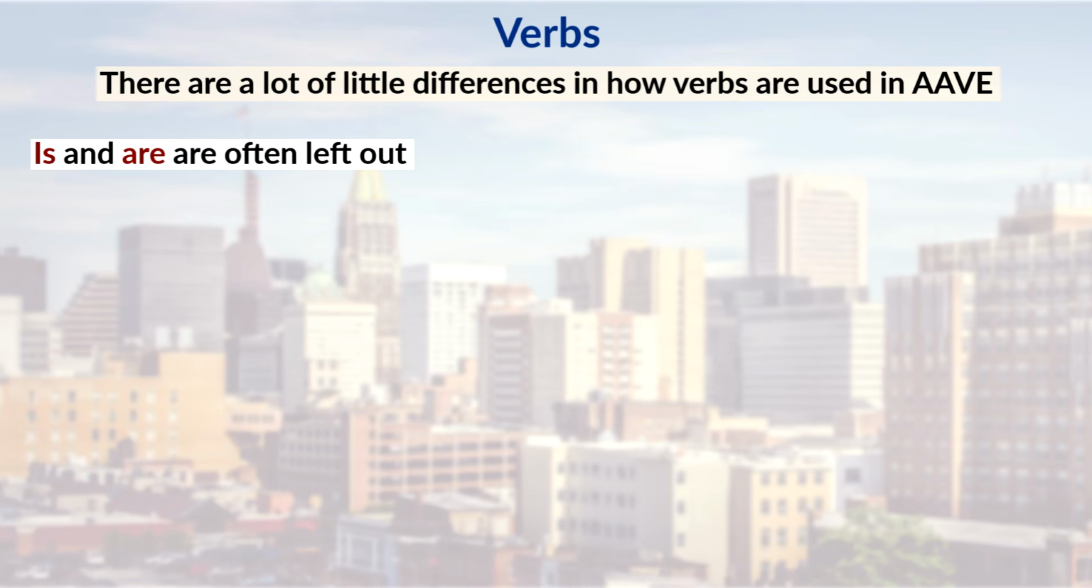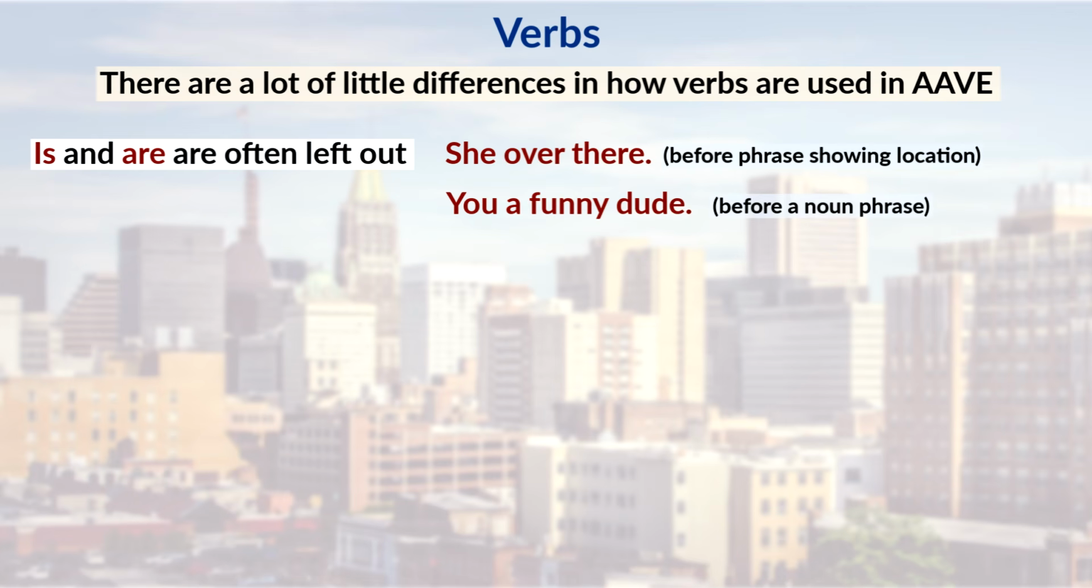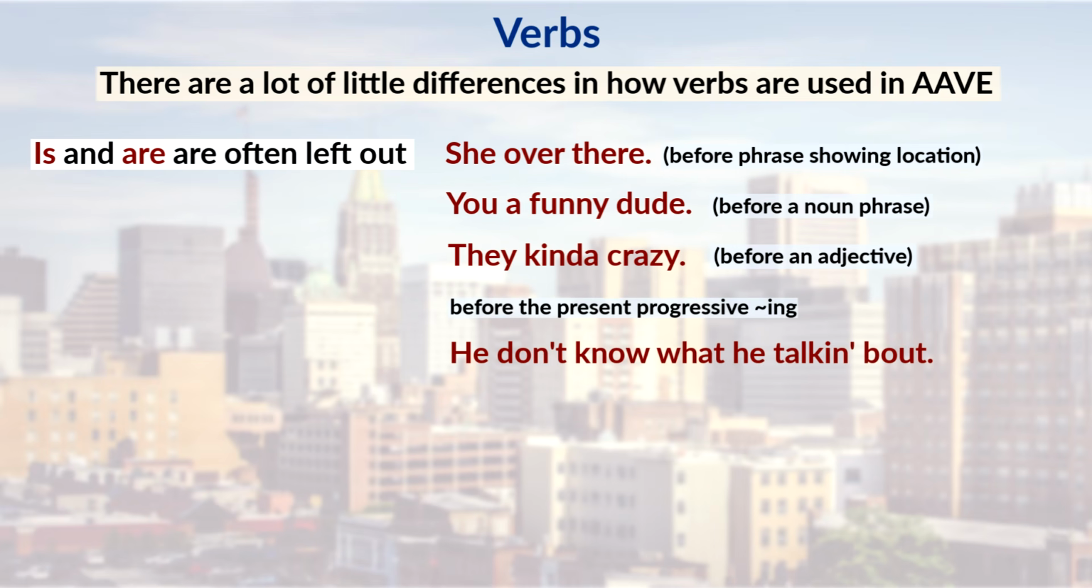First, is and are often left out. She over there. That's before a phrase showing location. You a funny dude. That's before a noun phrase. They kinda crazy. Here it's left out before an adjective. They're also left out before the present progressive ing. He don't know what he talking about.